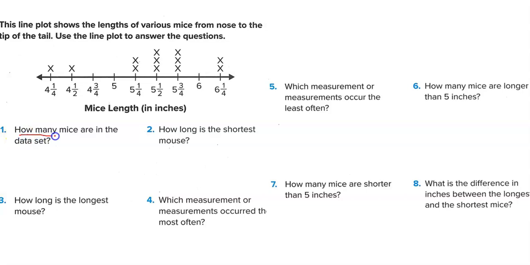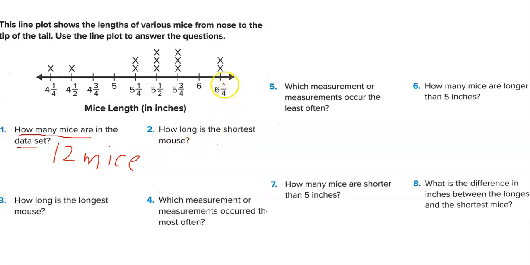How many mice are in the data set? You need to count all x's, not numbers or values. X's 1, 2, 3, 4, 5, 6, 7, 8, 9, 10, 11, 12. So the answer is 12. 12 x's or 12 mice. يعني 12 فار.